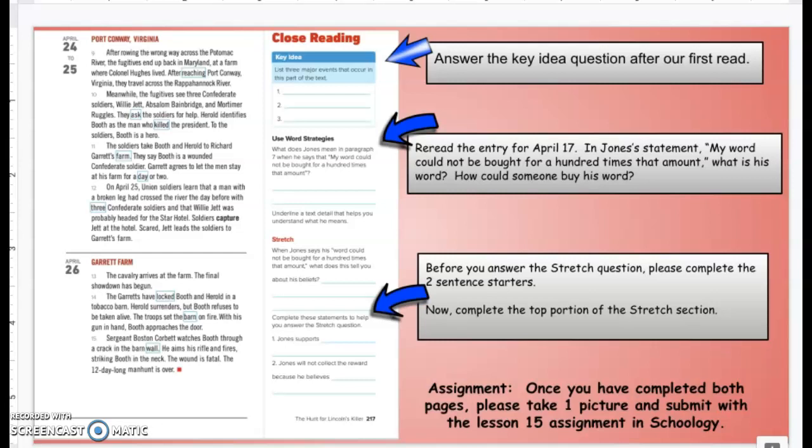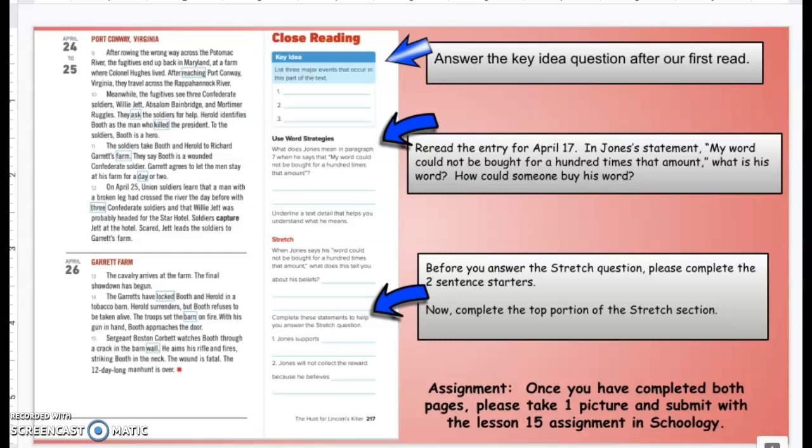Now the last thing you're going to do is the stretch question. But if you don't do the first question yet, the directions say to complete these statements to help you answer the stretch question. So you're going to do the bottom part first, and then you will move to the top portion. And again, if you have to have this read a second time, just rewind this recording and listen to it again.